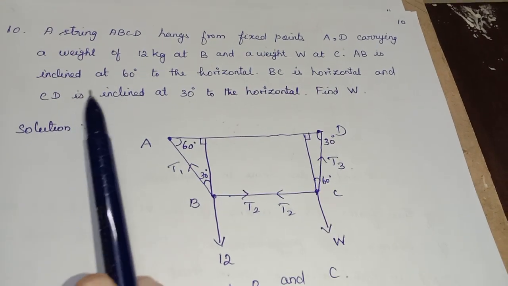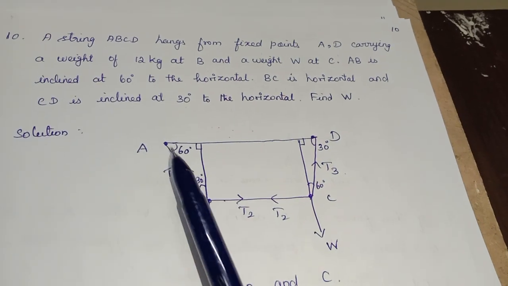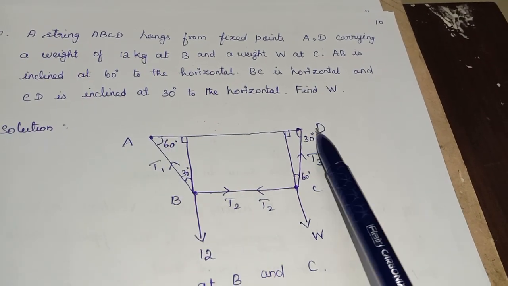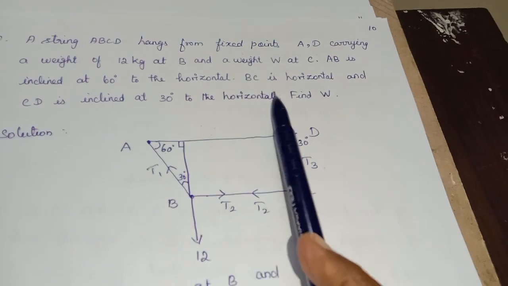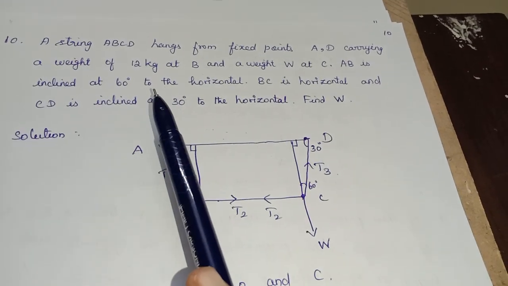Okay, AB is inclined at 60 degree to the horizontal. See, this is my AB, no? This is the horizontal line. AD is horizontal. So this is making an angle 60 degree. And then BC to the horizontal.